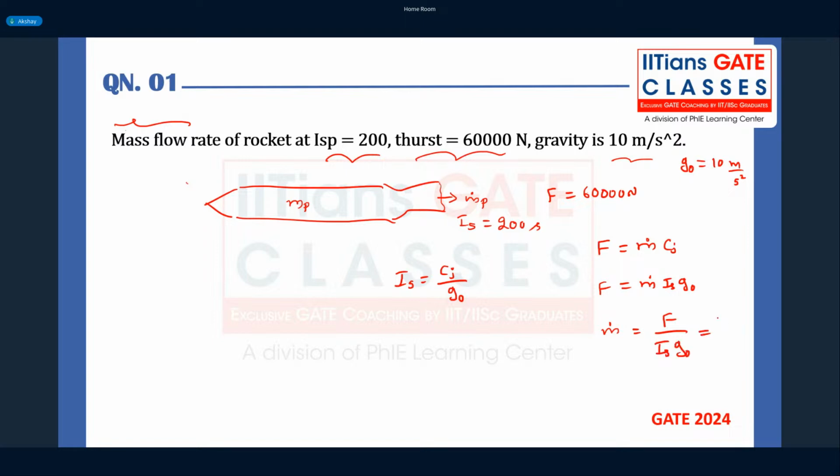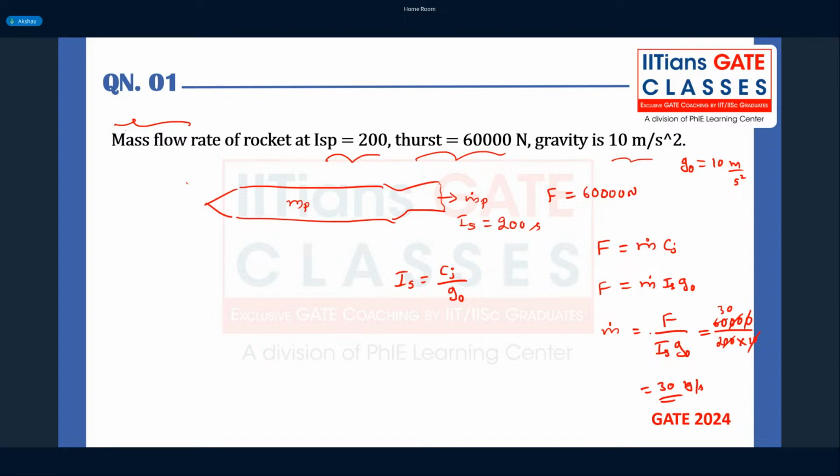So put the numbers. What do you have? 60,000 divided by 200 times 10. I am not even going to use the calculator here. 10 cancels, 200, 200. So 30, right? So you have 30 kg per second.